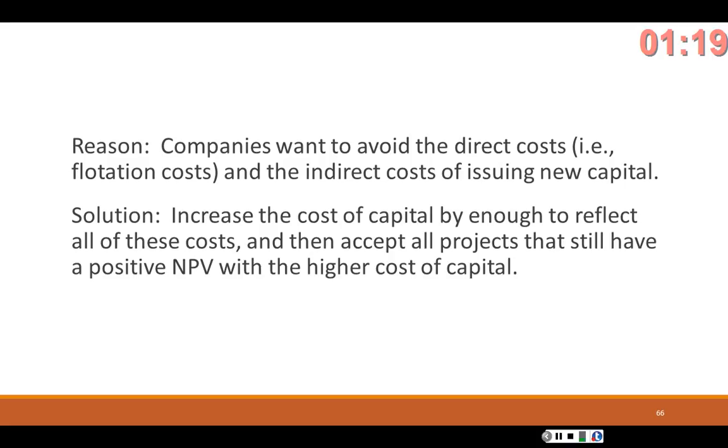So companies may face capital rationing because they want to avoid the cost of issuing new capital. So the solution would be increase the cost of capital by enough to reflect all of these costs, and then accept only the projects that still have a positive net present value.